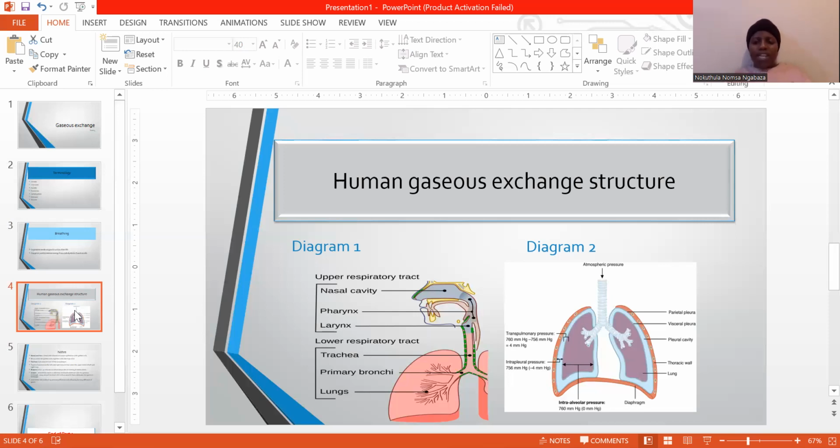Like we said, the pleural membrane also consists of what is called pleural fluid. The pleural fluid acts as a lubricant so that it can help reduce friction during inhalation and exhalation. That is the function of the pleural fluid. You find it in the pleural membrane, or in the pleural cavity.